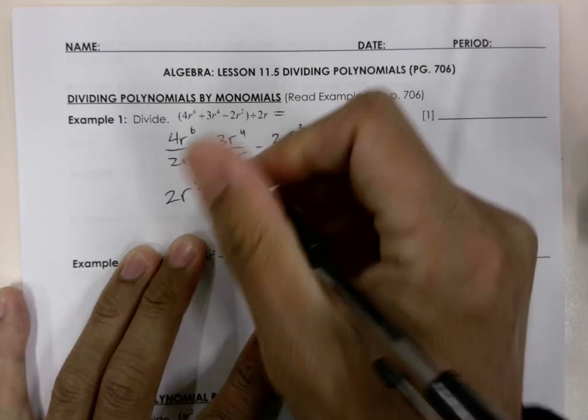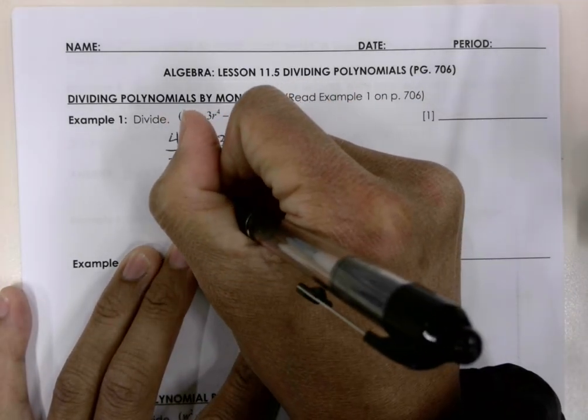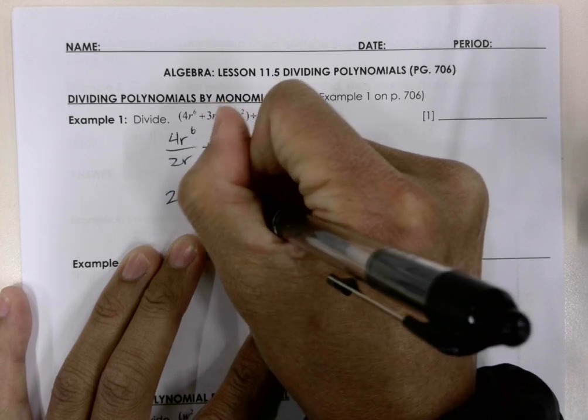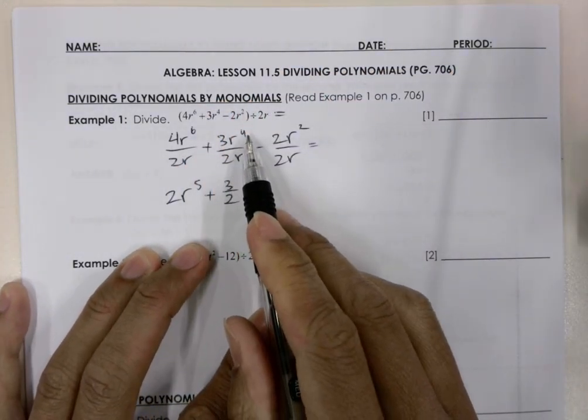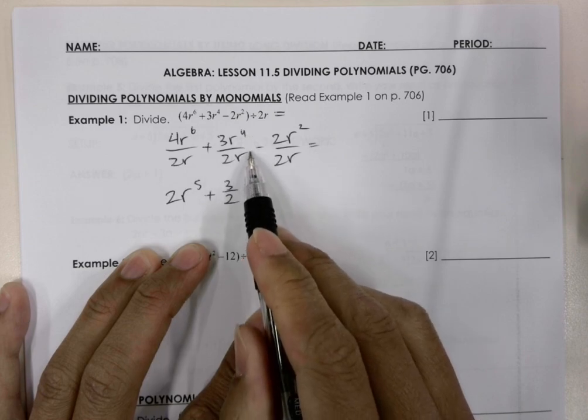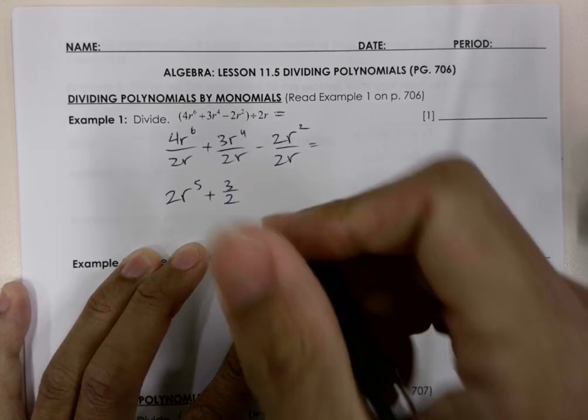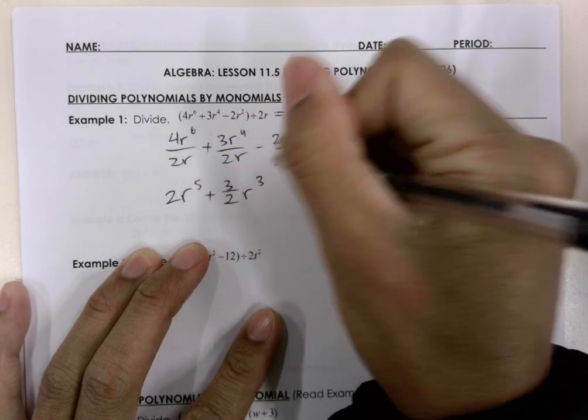Let's do the same with the other one. Well, we don't have a greatest common factor, so we're going to leave that as a fraction. We'll do plus 3 over 2. And then we have r to the 4 minus r to the 1. So it's 4 minus 1. That's going to be r to the 3.